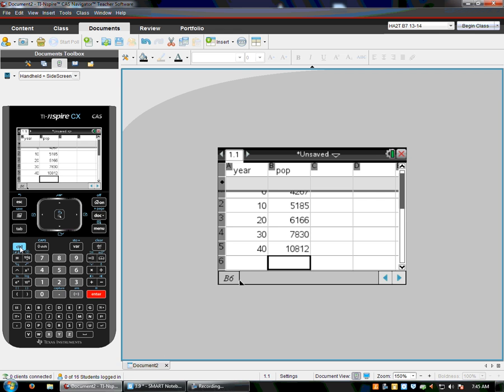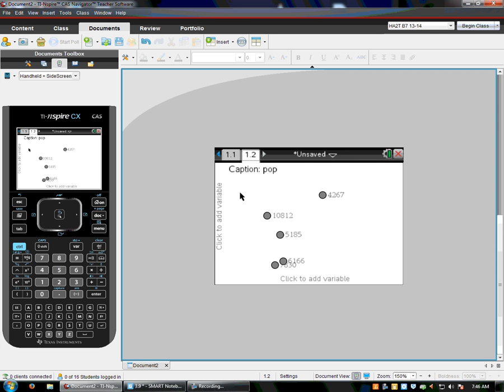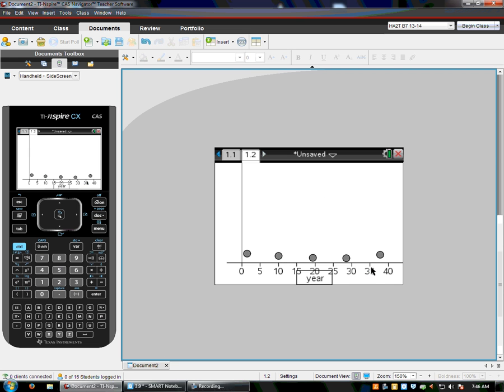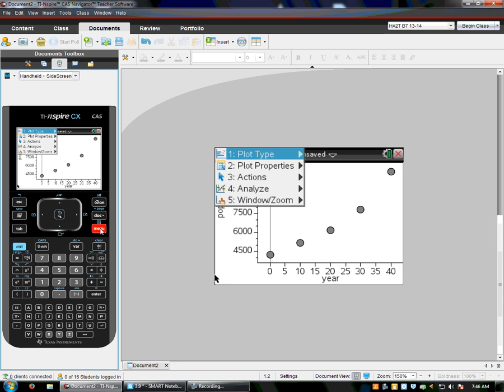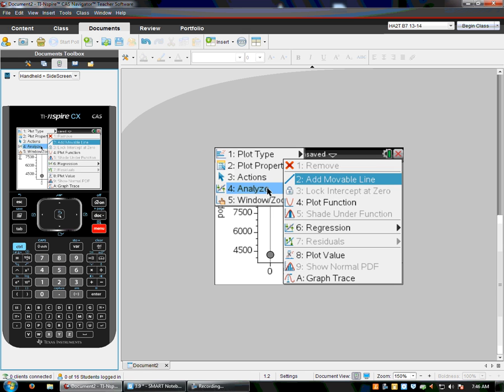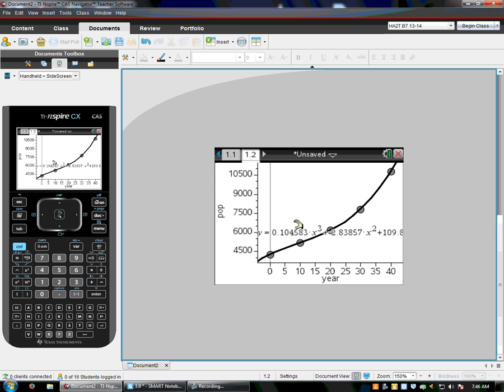So we're going to add a page, and we're going to go to a data and statistics page. Here's our data, but it's not organized yet. So I'm going to click down here and select year, and I'm going to click over here and select population. So there's my data, and we think it's going to be modeled nicely by a cubic. So we are going to do menu, analyze, regression, and then show cubic. There it is. That's our cubic equation.